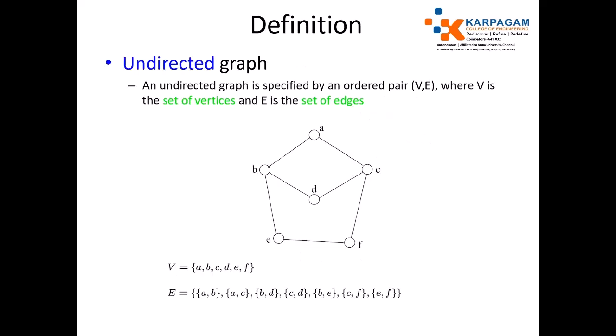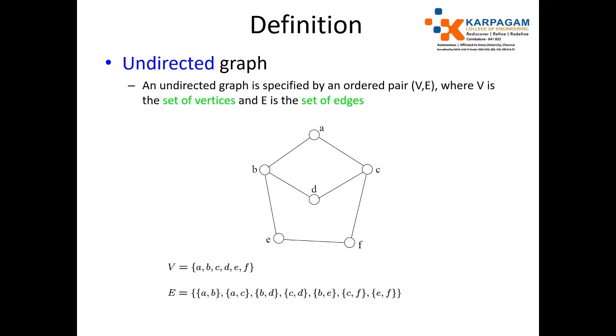The definition for a graph. I name one type of graph, the undirected graph. An undirected graph is specified by an ordered pair V, E, where V is a set of vertices and E is a set of edges. This is the example for an undirected graph, which has 6 nodes. Here V are A, B, C, D, E, F, and the edges are A-B, A-C, B-D, C-D, B-E, C-F, and E-F. These are the edge elements, the edge set.